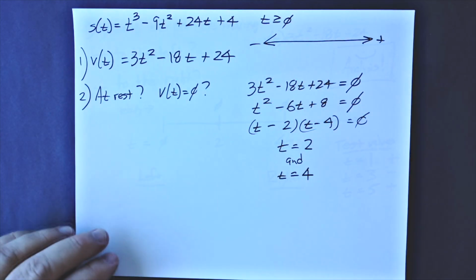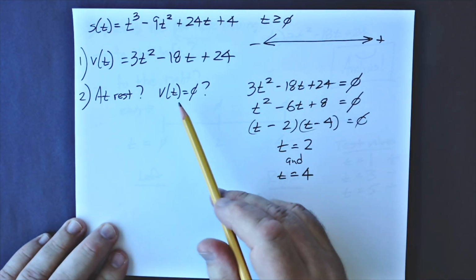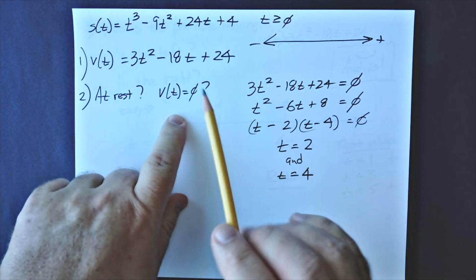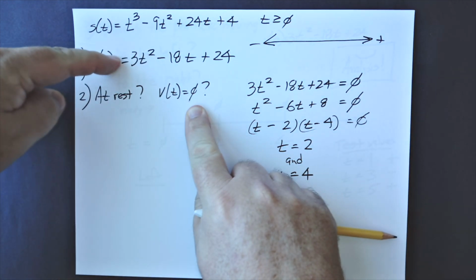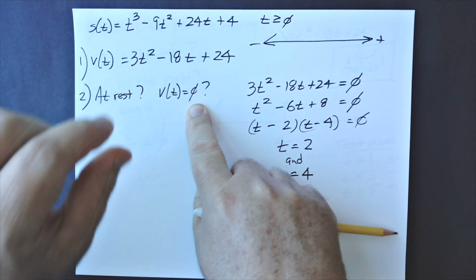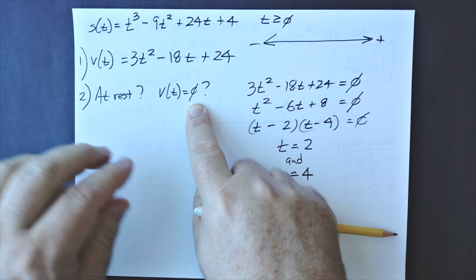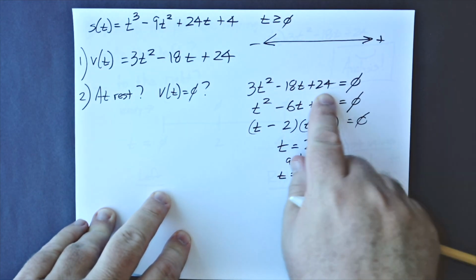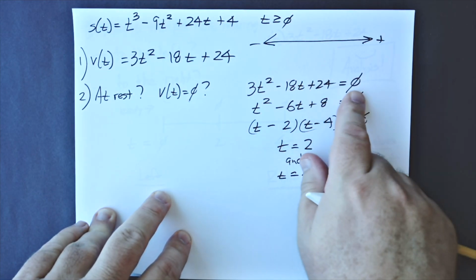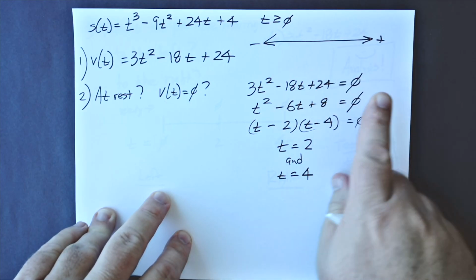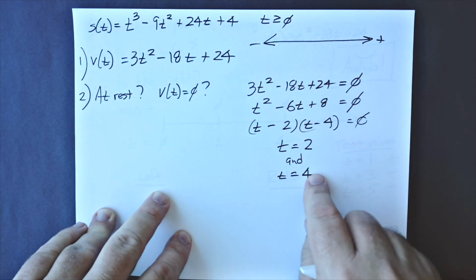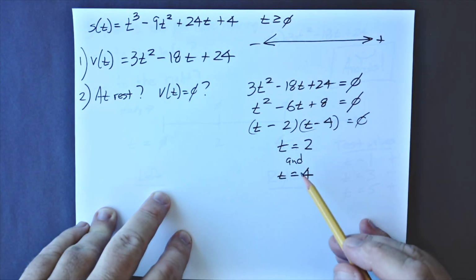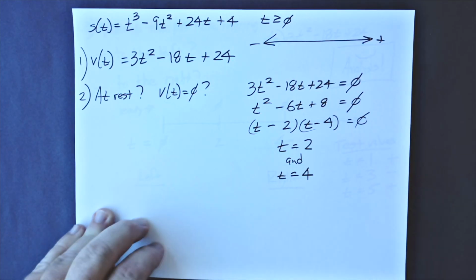When we have no movement, that would mean that my velocity function has to equal 0. So I'm going to take the velocity function right here, set it equal to 0. That'll tell me the t values where the object is not moving. Here's my velocity function equals 0. Looks like I can divide by 3, factor out, and I get t minus 2 times t minus 4. So at 2 seconds, it's not moving. And at 4 seconds, it is also not moving.